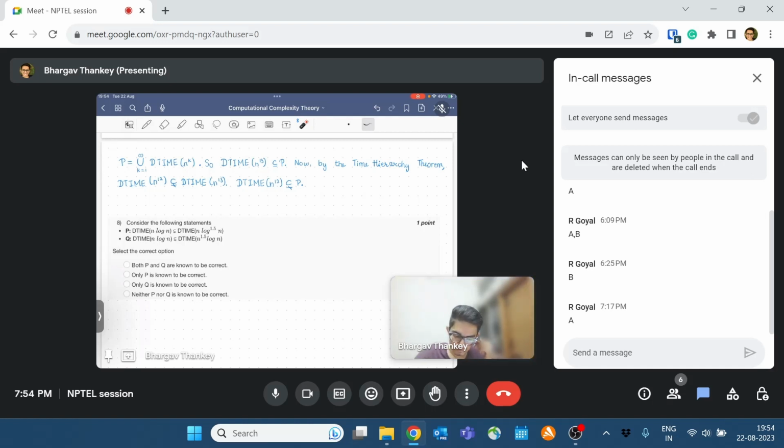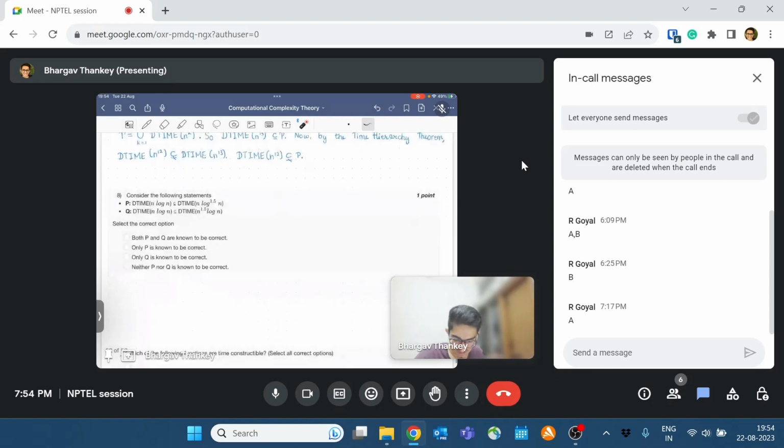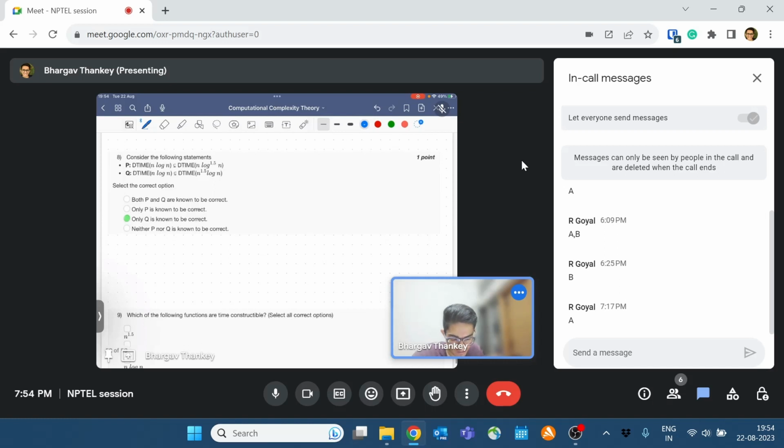So this is again related to whether this n log n is small o of this thing or not. So I don't know, but then I think that both must be correct. Okay, so P is not known to be correct, but Q is correct. P might be true, we don't know. The reason is the following.